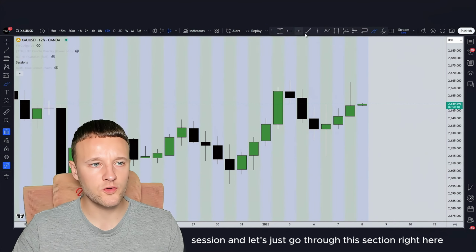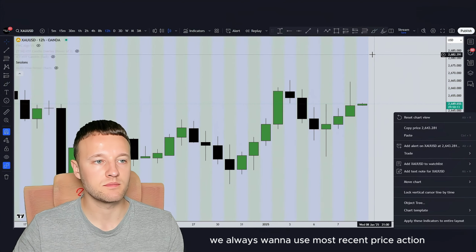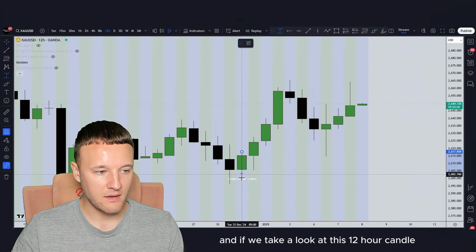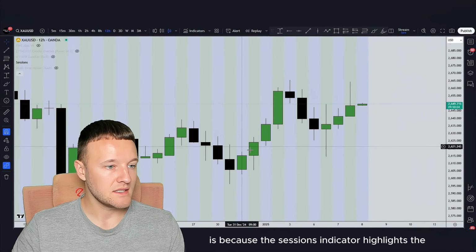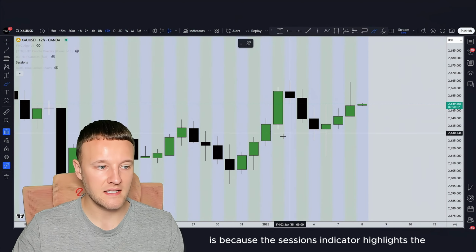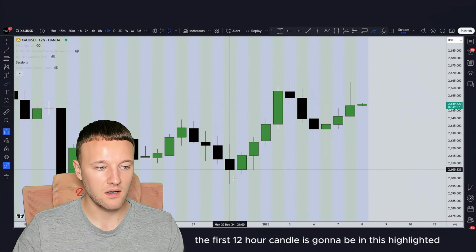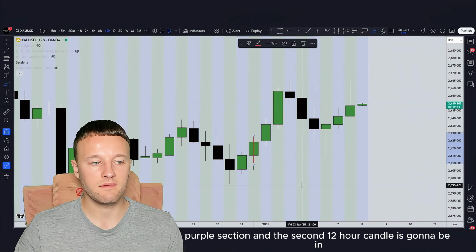Let's go through this section right here, which is obviously most recent price action. We always want to use most recent price action. If we take a look at this 12-hour candle, the reason I told you to put the sessions indicator on is because it highlights these 12-hour candles. The first 12-hour candle is going to be in this highlighted purple section, and the second 12-hour candle is going to be in the highlighted green section.